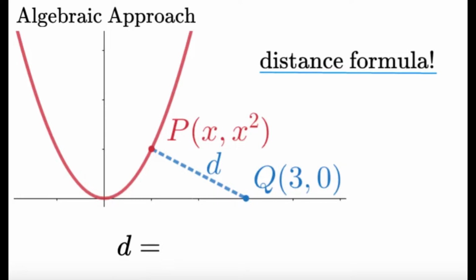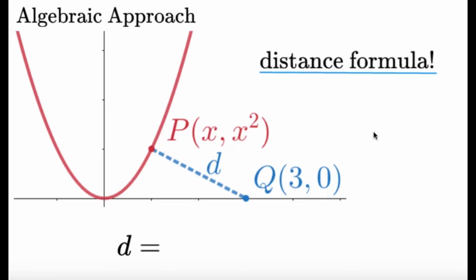So for the algebraic approach, it is kind of expected that we're going to use the distance formula, since D, the distance between 2 points, is easily acquired by the distance formula. So I can let any point P be (x, x squared). Now take note, any point is represented by (x, y), but we know that y equals x squared because that's the equation of the parabola. That's why we have x squared as the coordinate of point P.